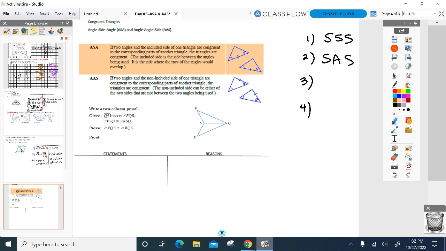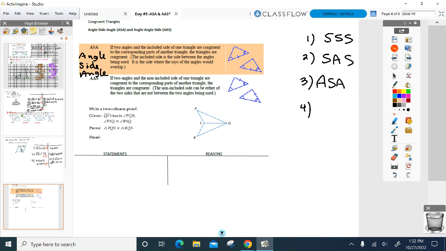Could be possibilities. Number 3, ASA, standing for angle, side, angle. That is the third way of showing two triangles are congruent. Angle, side, angle. Based on our work from yesterday, shocker.